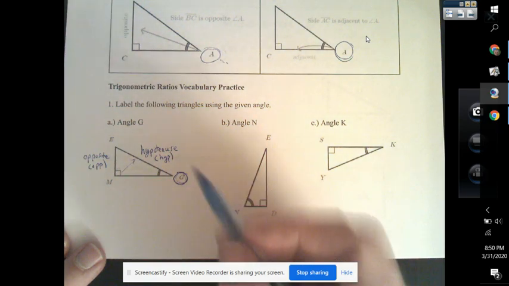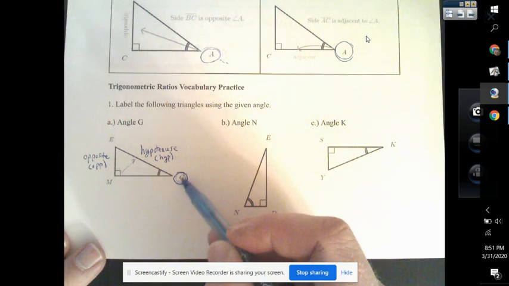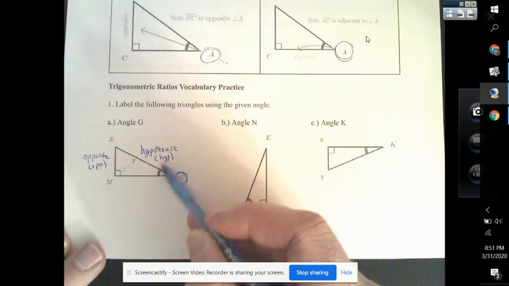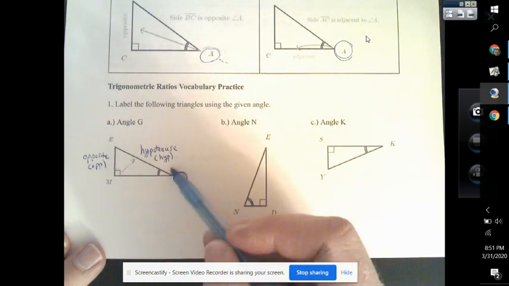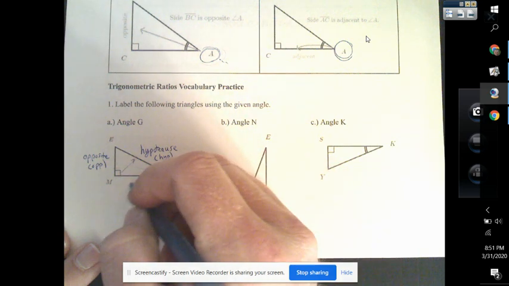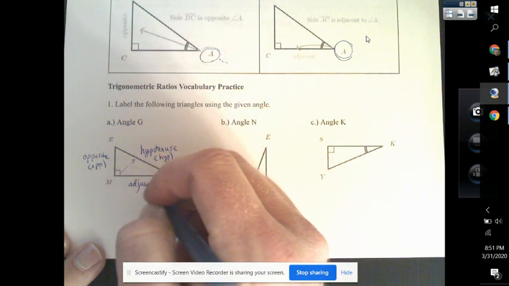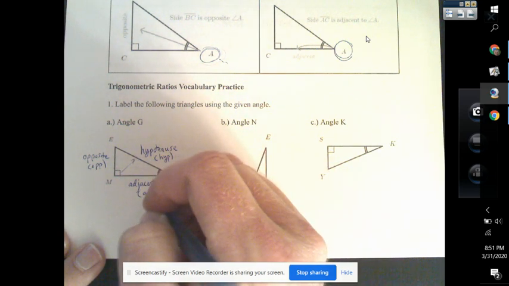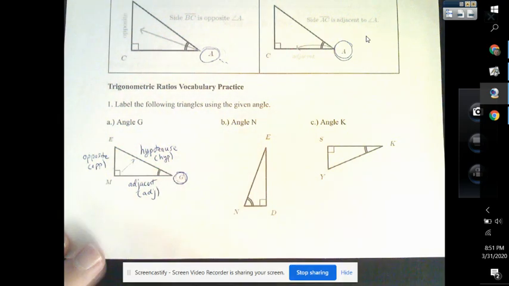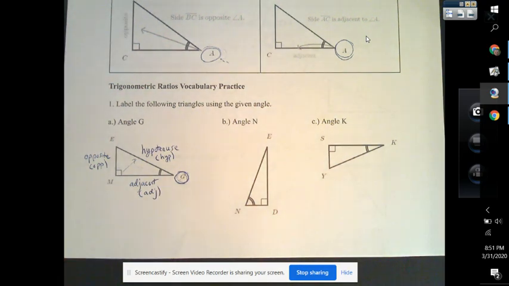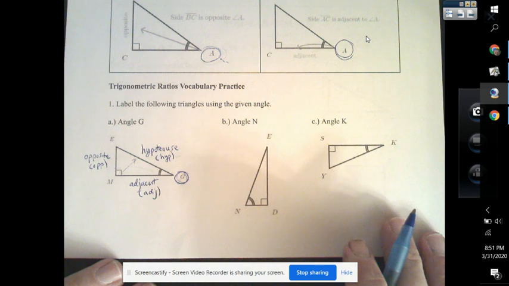And finally, the adjacent, well, we got our angle here. So there's two sides that make up that angle. One of them is the hypotenuse. The other one that's left over has got to be your adjacent. And we abbreviate that ADJ. I know, crazy, right? Cool, that's it. That's all we're working on, okay?